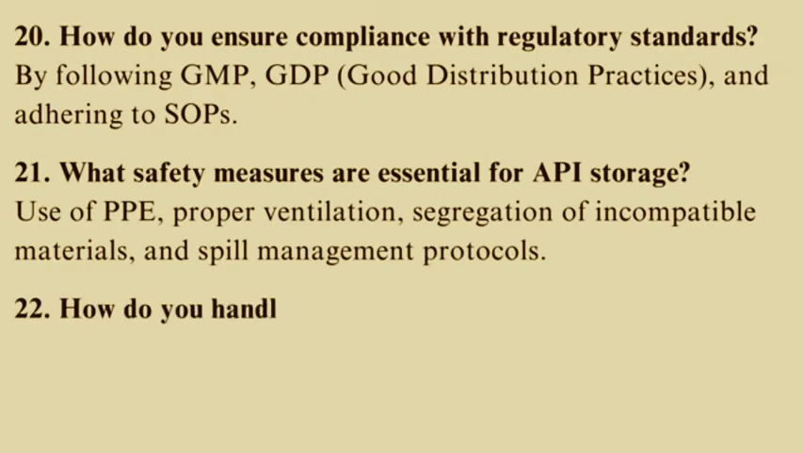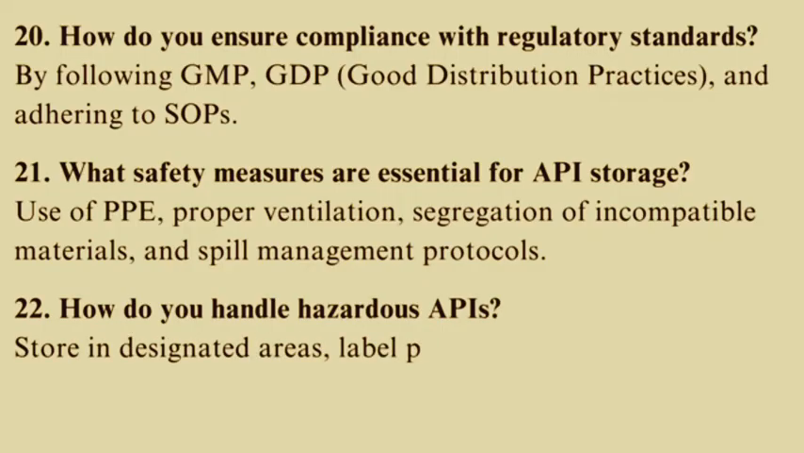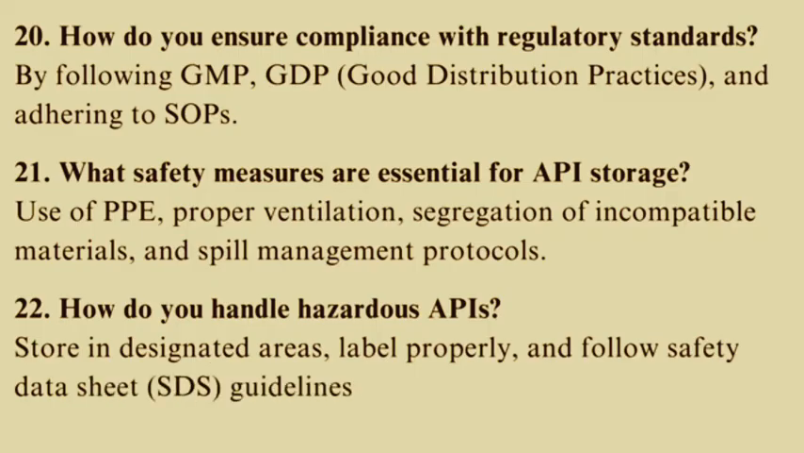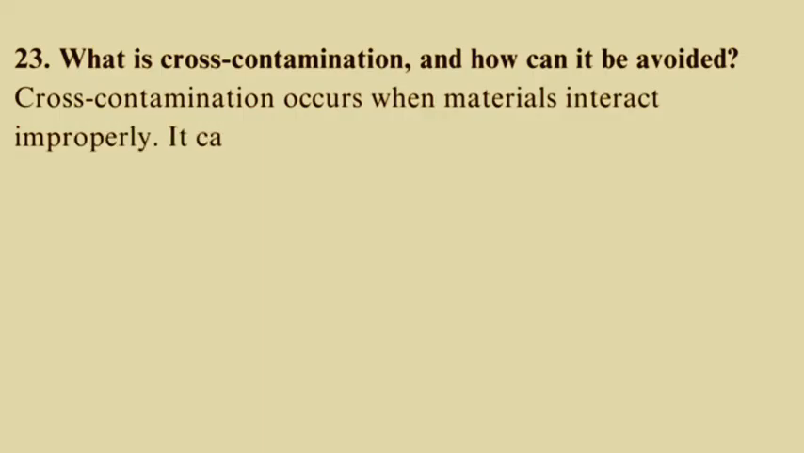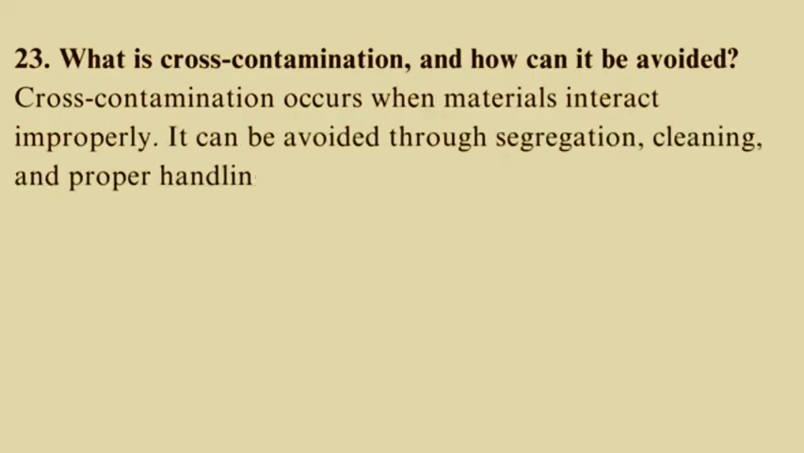How do you handle hazardous APIs? Store in designated areas, label properly, and follow Safety Data Sheet, SDS, guidelines. What is cross-contamination, and how can it be avoided? Cross-contamination occurs when materials interact improperly. It can be avoided through segregation, cleaning, and proper handling.